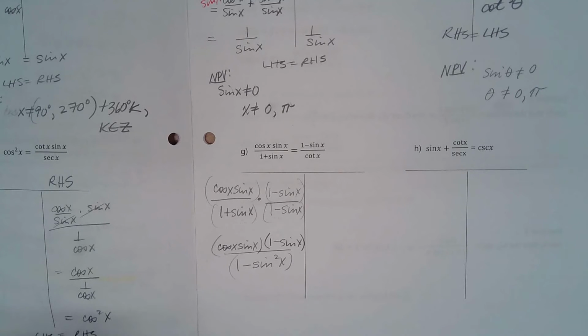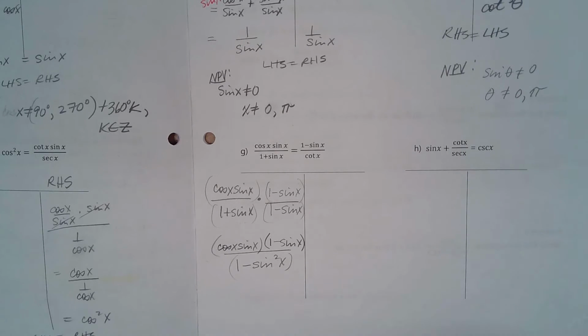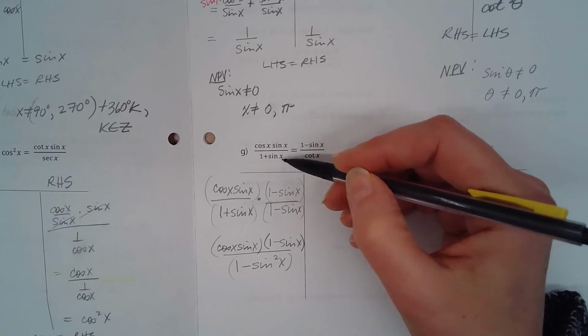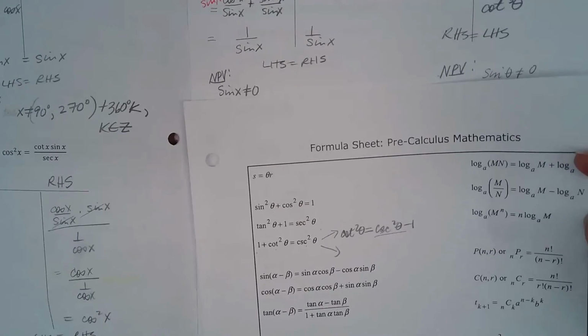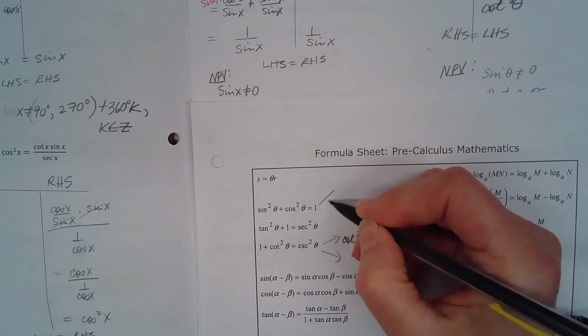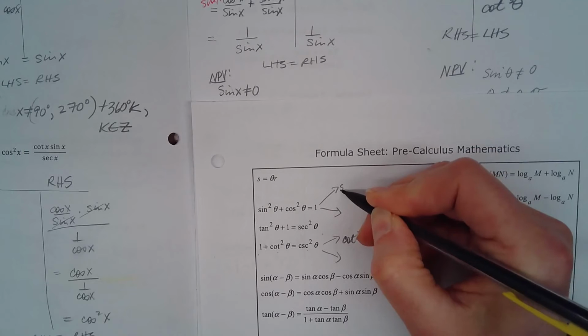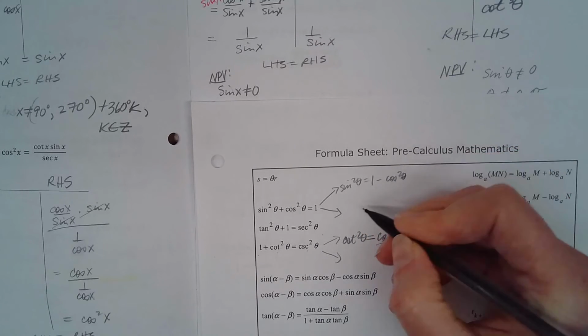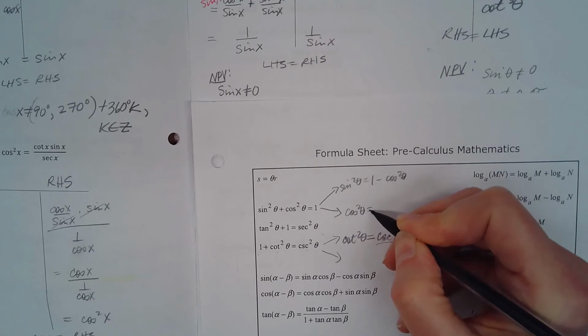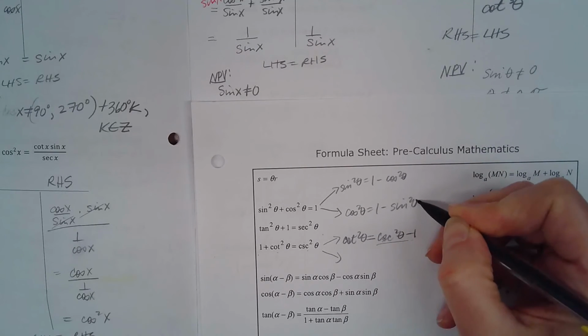now what? Why do we want to create difference of squares? Why is that so important? Why was it so important for me to take this 1 plus sine and create a 1 minus sine squared out of it? Because then I can go to my formula sheet, right? Remember, these guys too have alternate forms. Sine squared equals 1 minus cos squared. And cos squared equals 1 minus sine squared. In case I needed that.